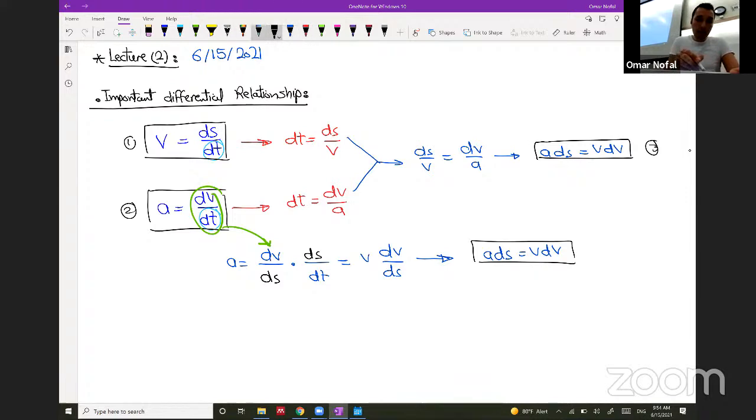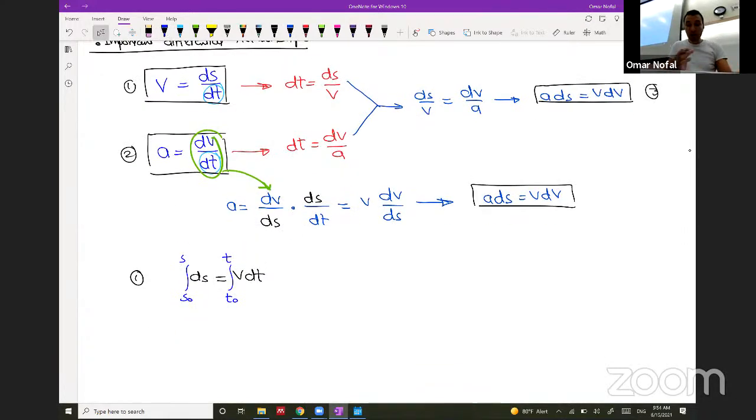All right, so let's pick this color. So number one, v equals ds dt, so ds will be equal to v dt. So if you integrate this relationship from time t node up to t, sorry, this is ds, so it will be s node up to s, and here we will have t node up to t. So this is the integration relationship if we want to get the position out of the velocity. And this will give us this relationship.